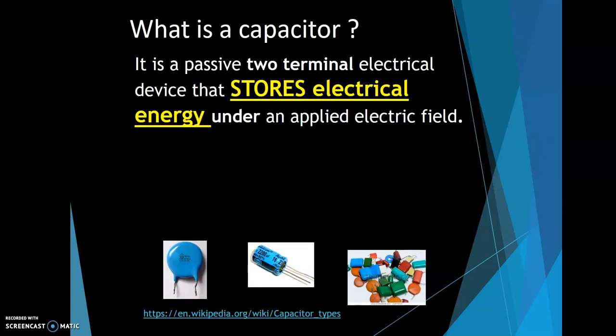A formal definition of a capacitor is like this. It is a passive two-terminal electrical device that stores electrical energy under an applied electric field. Capacitors can also release the stored energy at a much faster rate compared to batteries. This particular function has made the capacitor one of the main components of various electrical and electronic circuits, just like resistors or inductors.